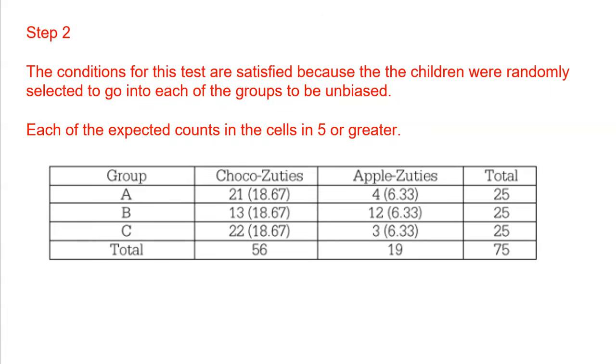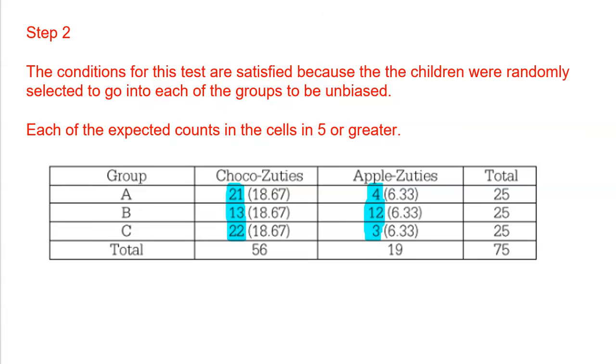Now here is how I did that. So in this table, the first thing you're going to realize is, and it's actually nice when you have a chi-square test, I highly recommend creating a little table just like this. So first I have the original values. That's the 21, 13, 22, and then the 4, 12, and 3. If you could go back to the original table to see that. In parentheses, I have the expected values, but let me walk you through how I got those.